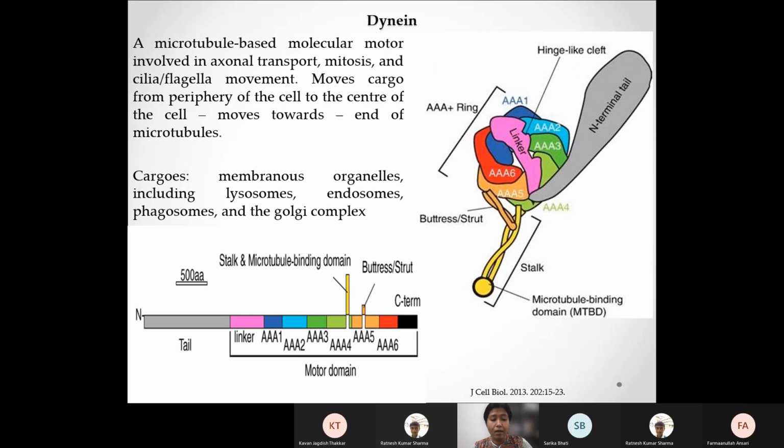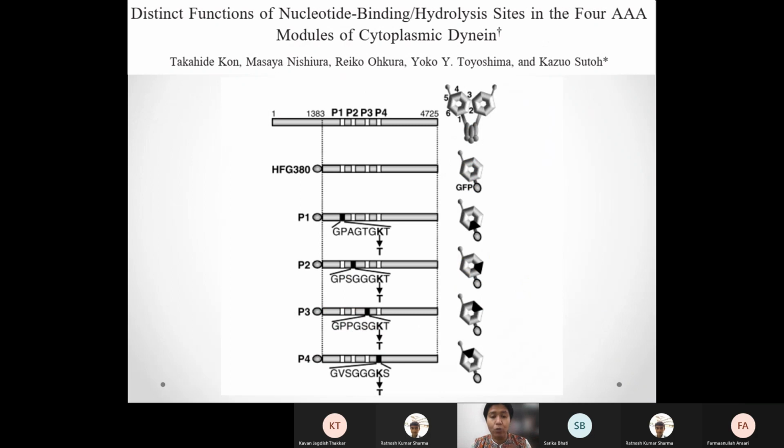So last time we had asked the question: if there are six AAA plus domains, then which of these six will actually be hydrolyzing ATP? And in the very first lecture, I had said that it's the first, AAA1, which is primarily responsible for ATP hydrolysis, and therefore the movement of the entire dynein protein is dependent on it. Yesterday we found how exactly this was concluded.